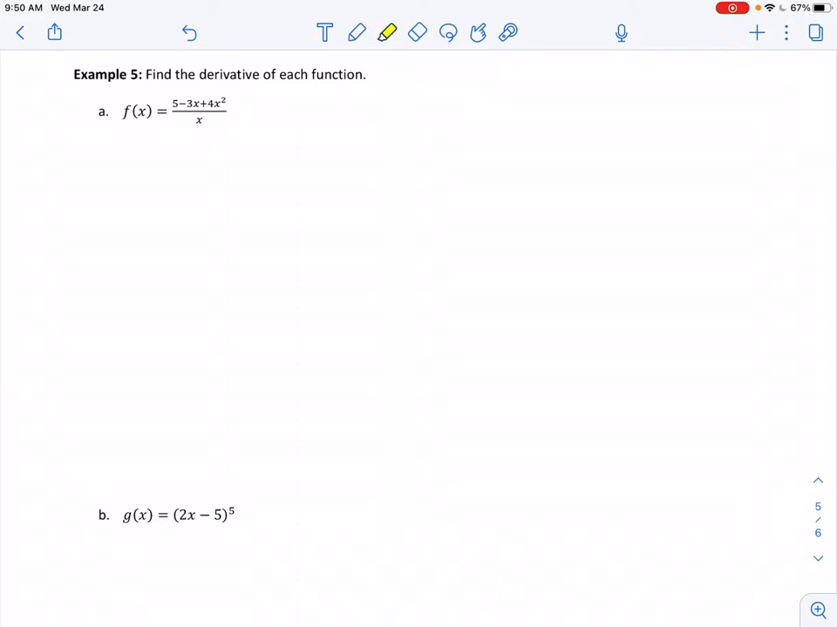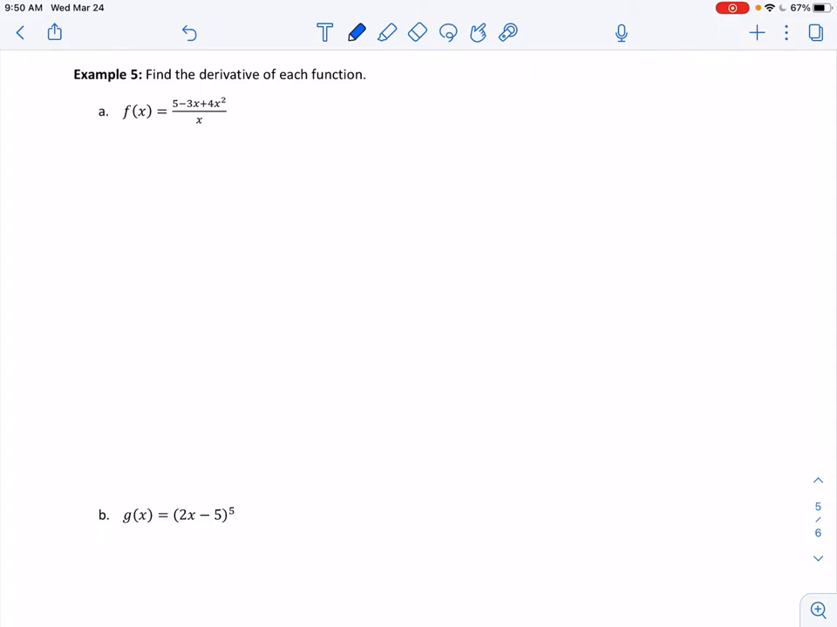So here I have this numerator, 5 minus 3x plus 4x squared, that's being divided by x. I've got a rational function here, which really means we're dividing these two functions. Now, as much as I would like to, I can't just take the derivative of the numerator and then take the derivative of the denominator and call it a day. It just doesn't work that way. So for now, I need to find a really clever way to rewrite this function.